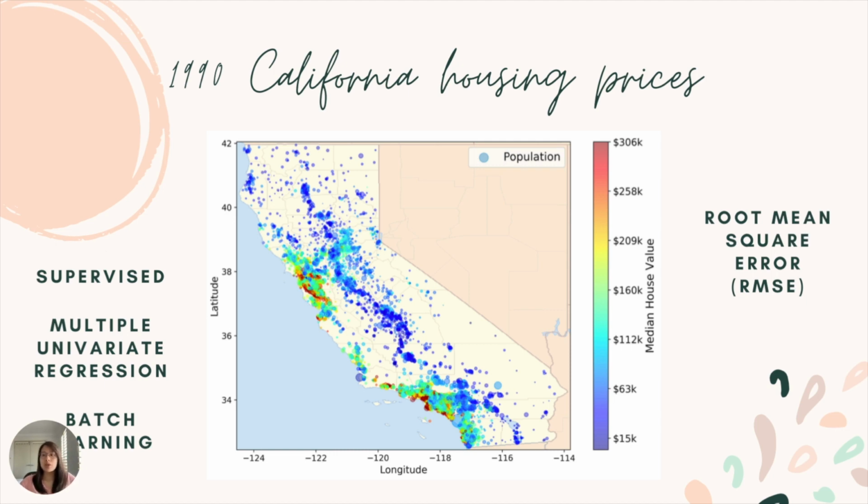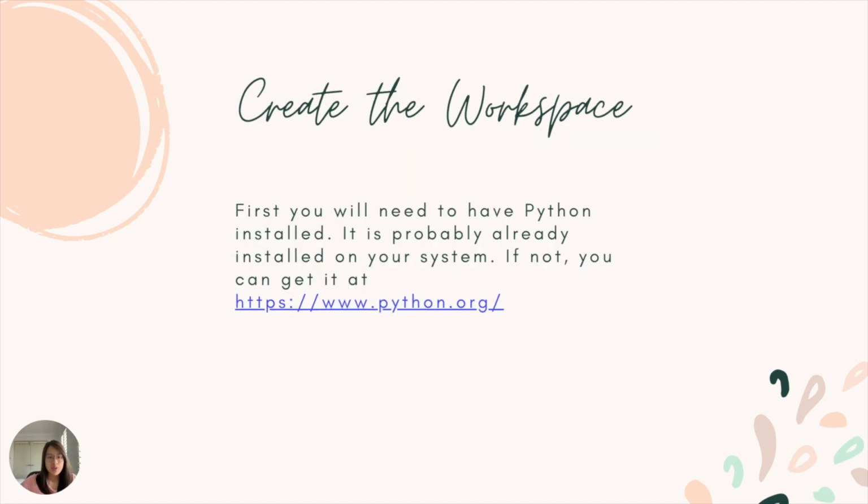Great! Now that we know what to do, we are all set, the lights are green, and we can now start coding. First, we will need to have Python installed on your computer. If it's not installed yet, please get it at this link, python.org.